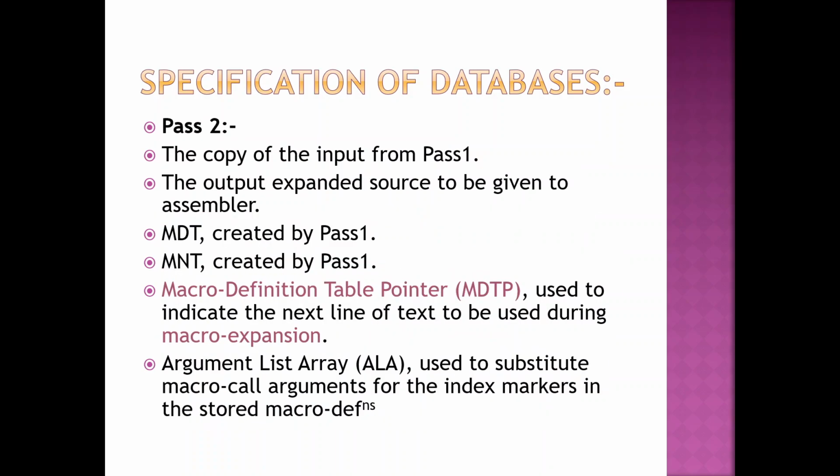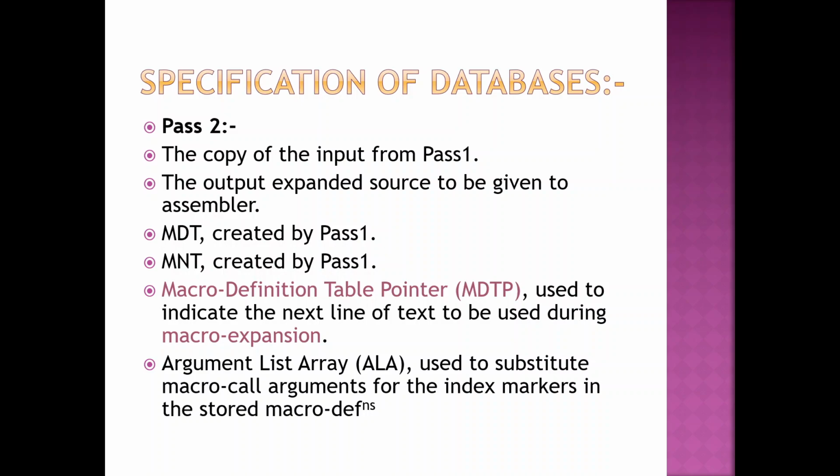During pass 2, what happens? It has to expand the code. Expansion of the code is what happens in pass 2. Right? So what it needs at that time, instead of having a macro definition table counter, is another data structure called the macro definition table pointer.